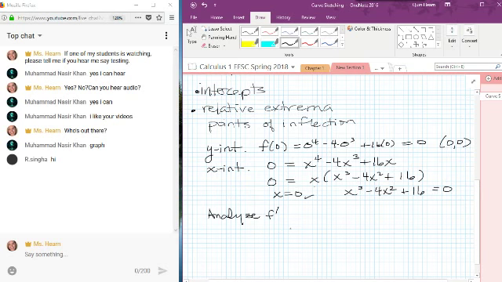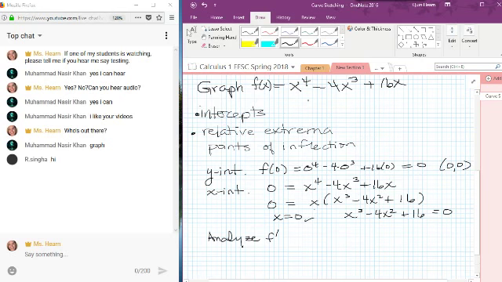The function changes from increasing to decreasing, or potentially changes, when the first derivative is equal to 0. Let's look at the original function: f of x equals x to the fourth minus 4x cubed plus 16x. Taking the first derivative, we have 4x cubed minus 12x squared, bringing the power up front and subtracting 1 from it.